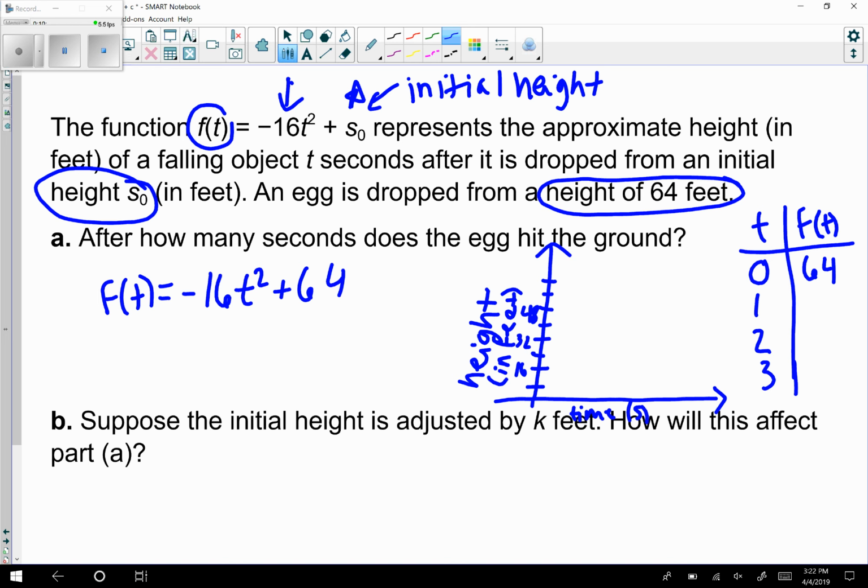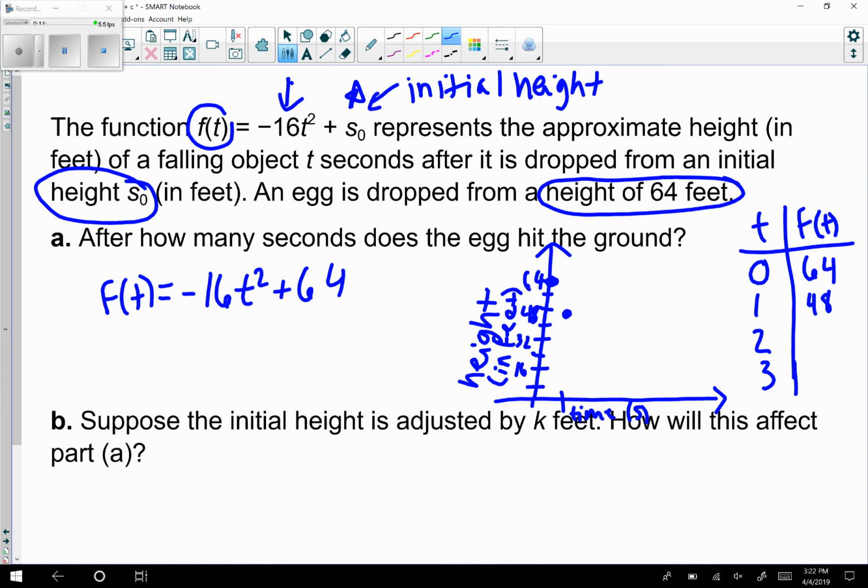Okay, we'll just keep going with it. So then I'm gonna, okay, so there's 64. Good. Okay, so that's my starting spot. 0, 64. Let's try plugging 1 in now. So I plug 1 in. So I'm going to do negative 16 times 1 squared and then plus 64. Okay, so that's going to be 48. Okay, so there's 1 and 48.